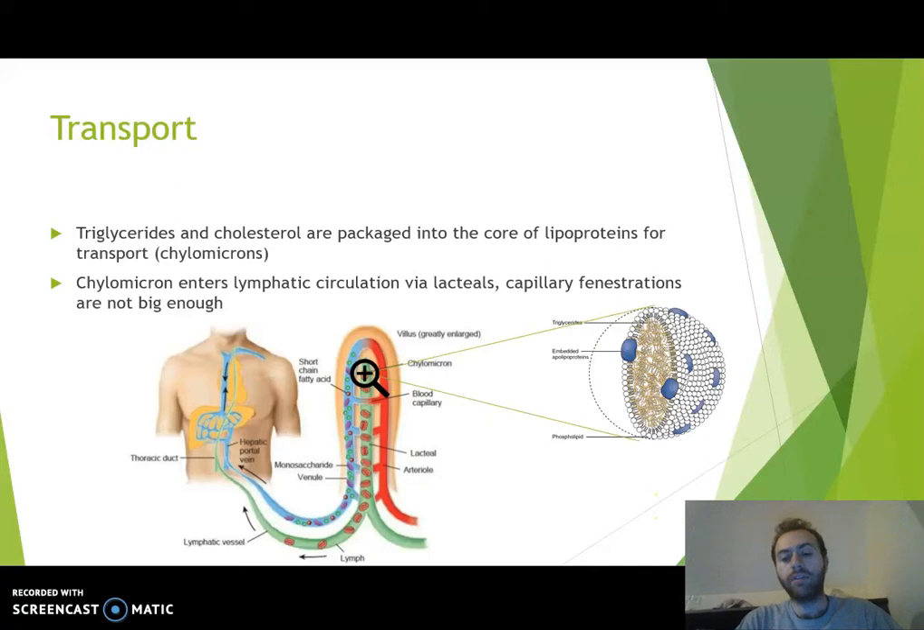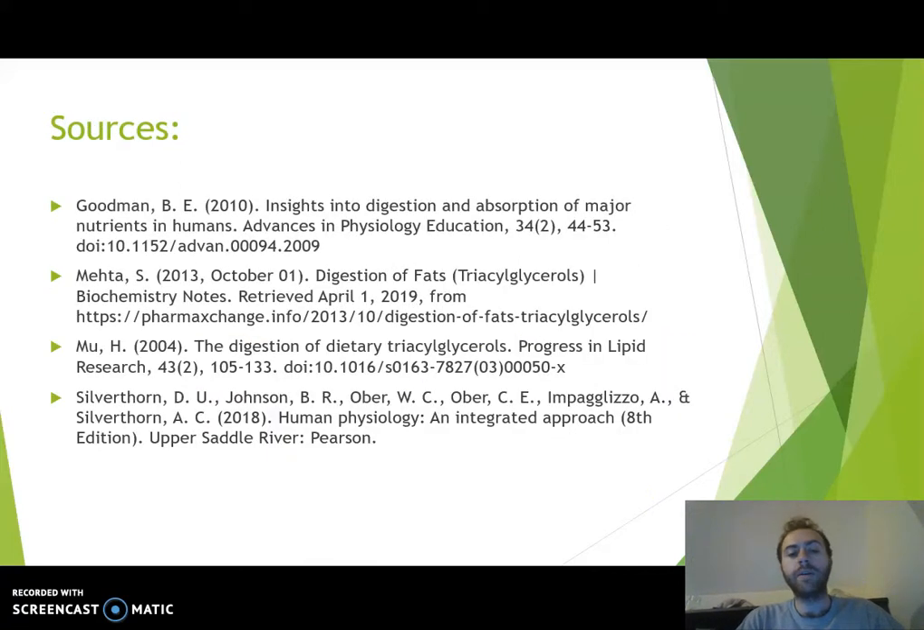And last, I have some of the sources listed that help me with researching the anatomy and enzymology of fat absorption.